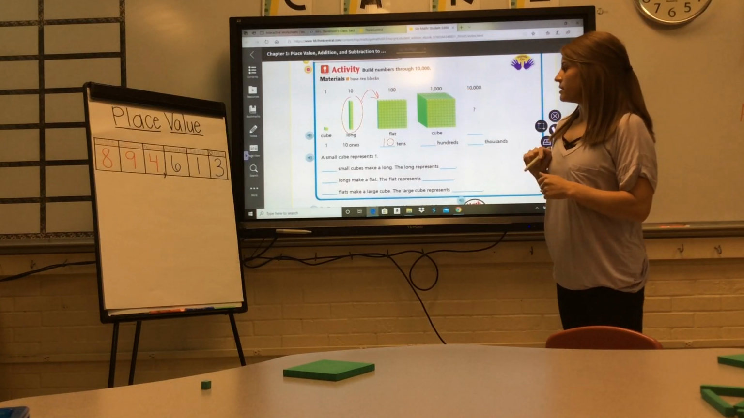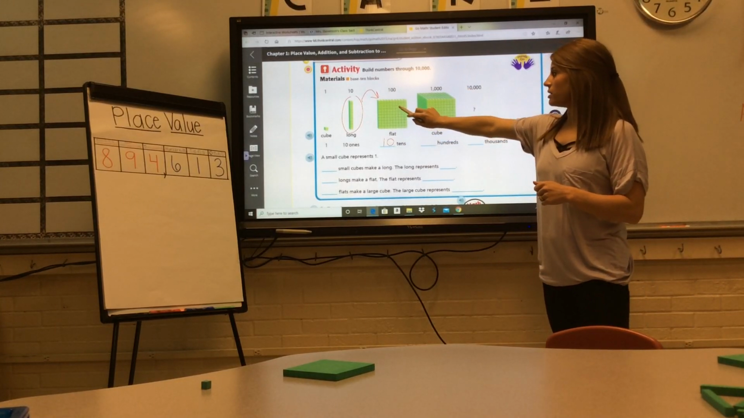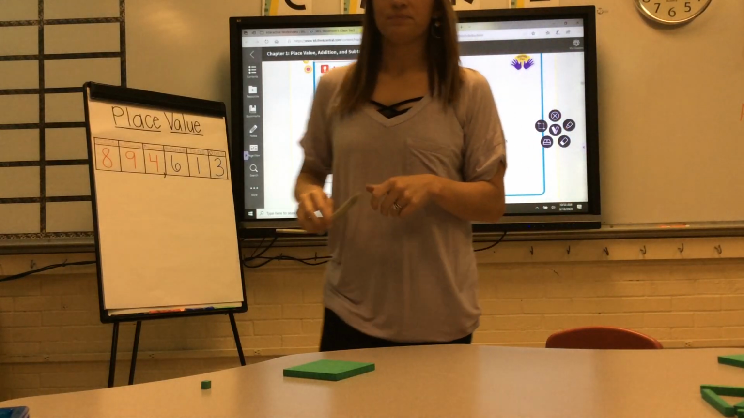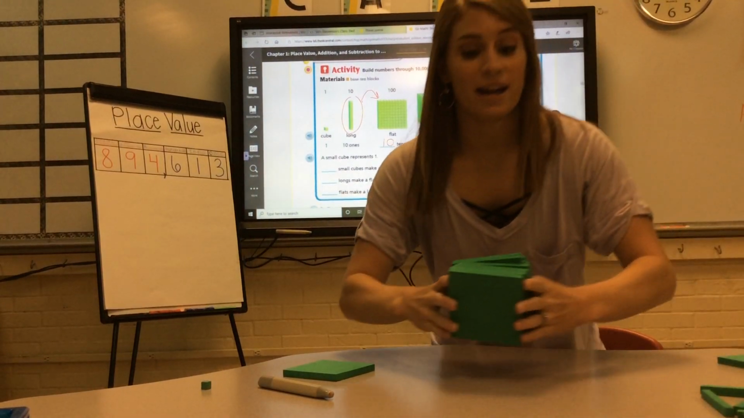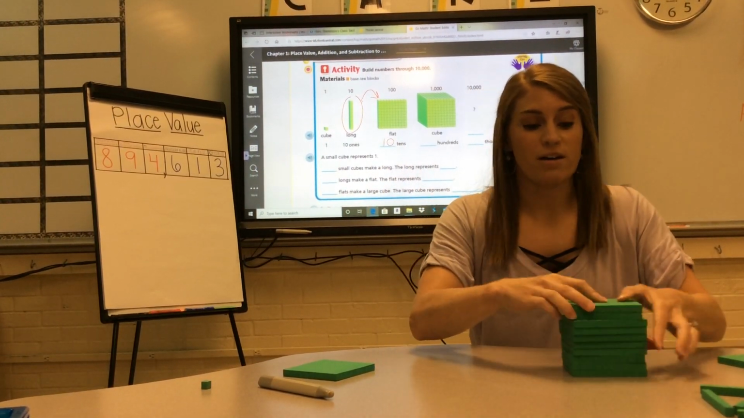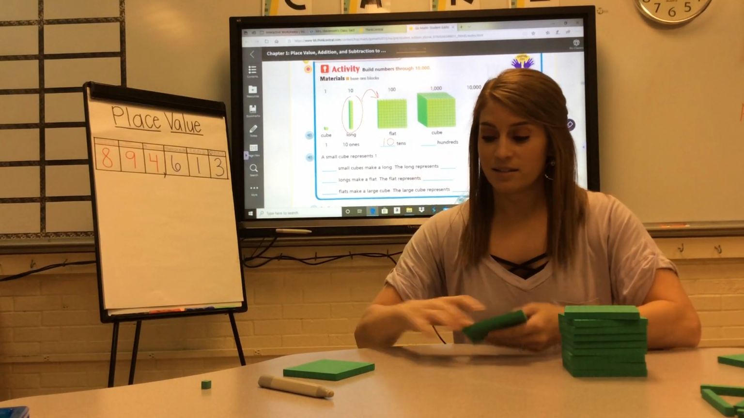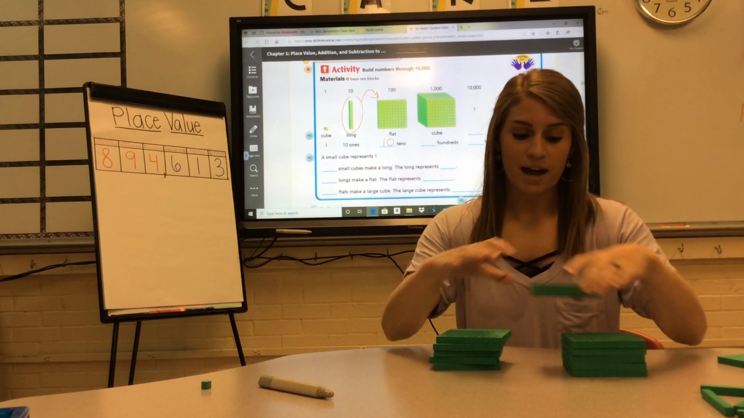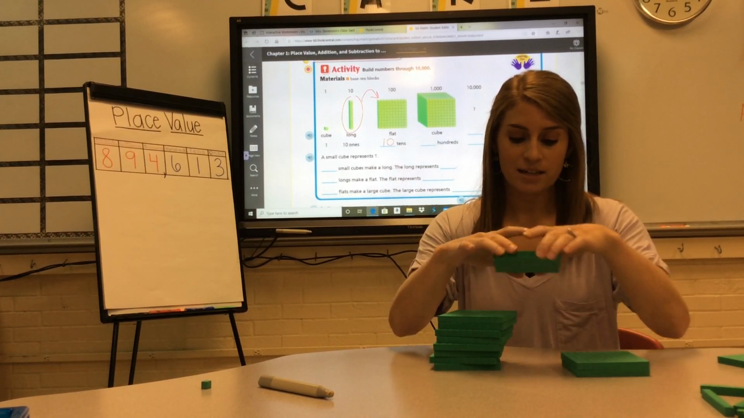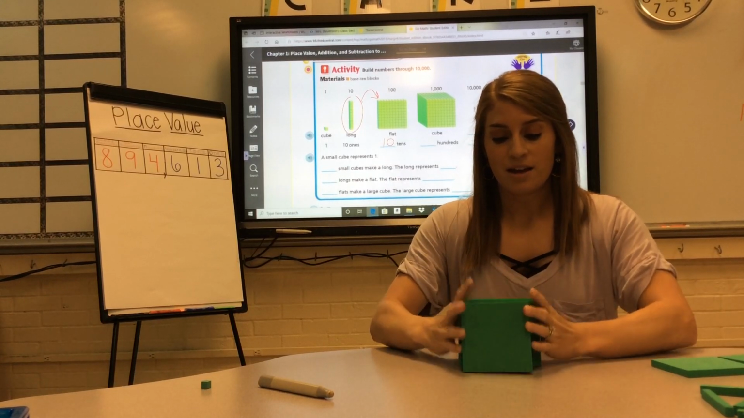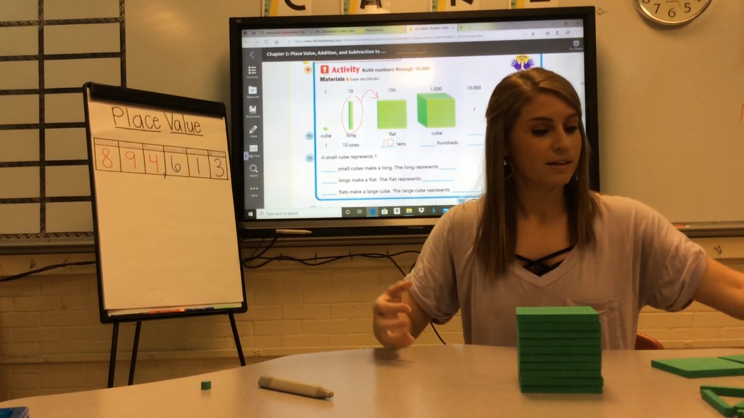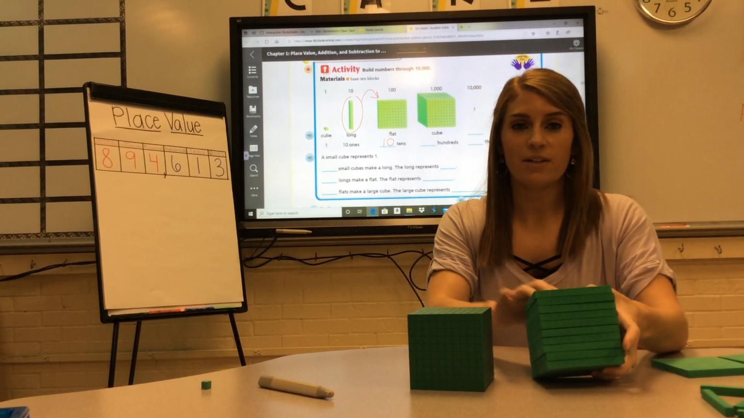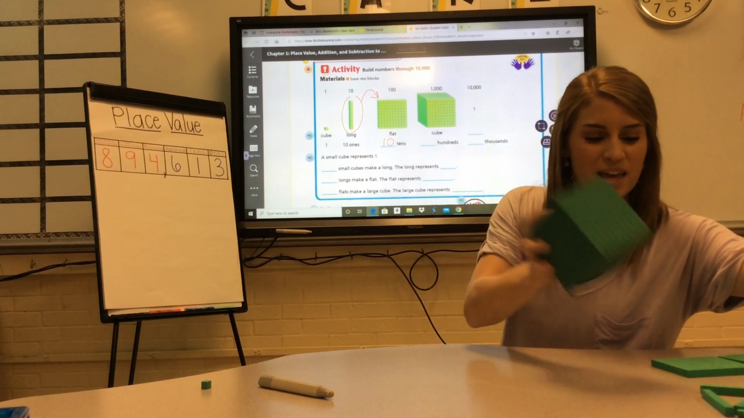Well, what about the thousands? How many hundreds would it take to make one of those? What do you think? Right, it's going to take 10 of those as well. So if we take 10 flats, 1, 2, 3, 4, 5, 6, 7, 8, 9, 10, and we put them all together like this, it looks just like that one, okay? So 10 flats is going to give us this big thousands cube.